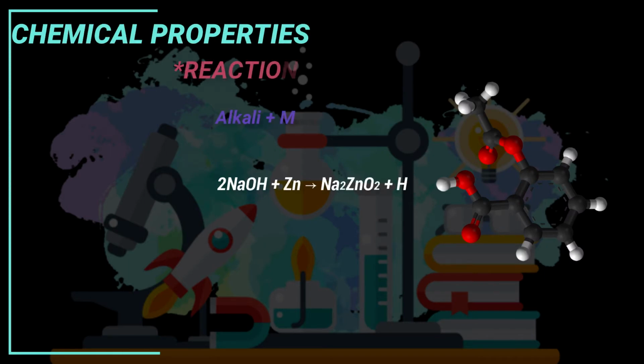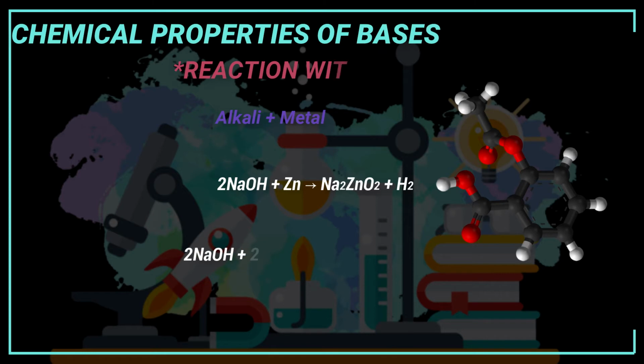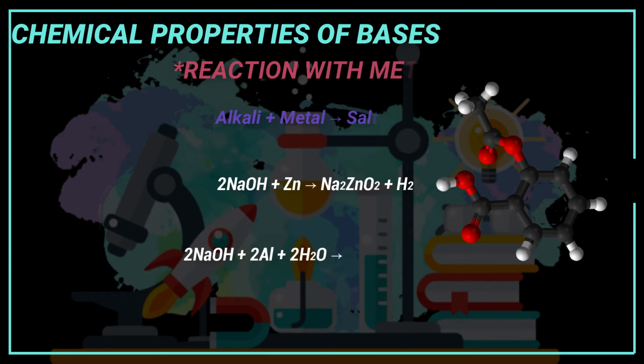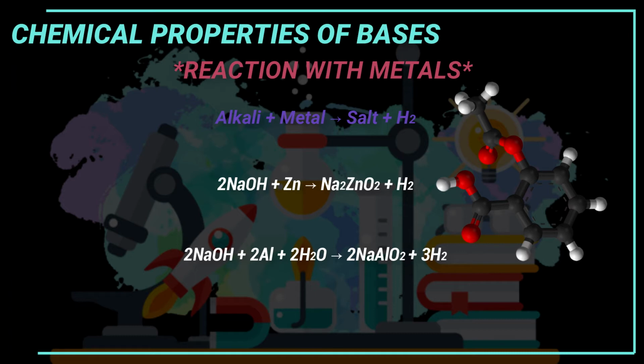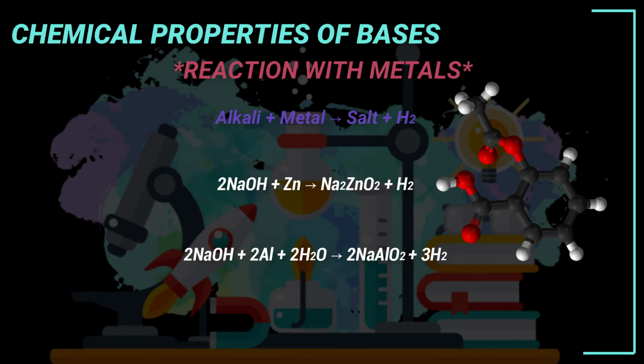Chemical properties of bases. Number 1. Reaction with metals. When an alkali, a base, reacts with metal, it produces salt and hydrogen gas. Example: sodium hydroxide gives hydrogen gas and sodium zincate when it reacts with zinc metal. Next, sodium aluminate and hydrogen gas are formed when sodium hydroxide reacts with aluminium metal.